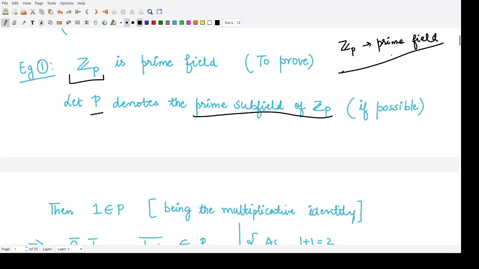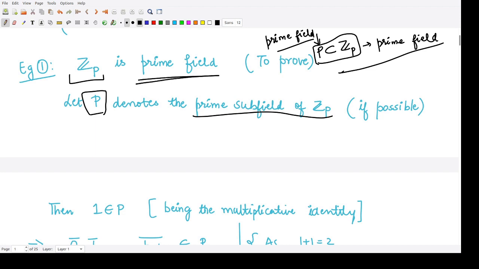So what we do is we assume that there is some field which is a subfield for this. Say P is a subfield for this, and we will try to prove that this P forms a prime field for Z_P. So if possible, we denote this prime subfield by capital P, and now if we are to prove that Z_P is the prime field, that means we will prove that P is nothing but equal to Z_P, because it is the smallest subfield which is present. So this is our aim here.